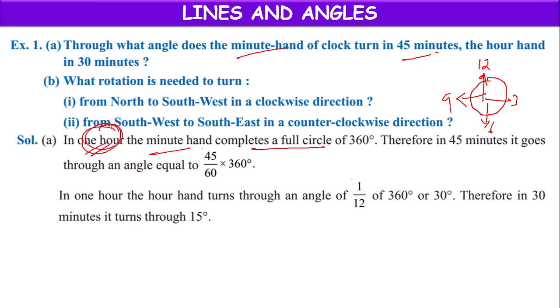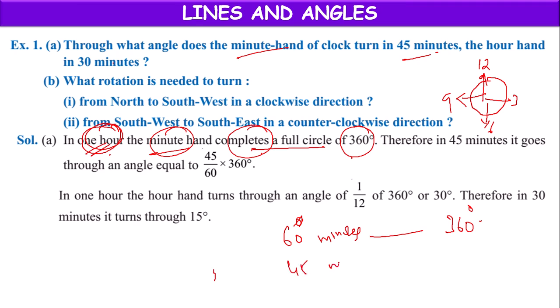So in 1 hour, the minute hand makes one complete rotation, which means it makes an angle of 360 degrees. So in 60 minutes, the minute hand makes an angle of 360 degrees. But now the question is, in 45 minutes, how much angle will it make?